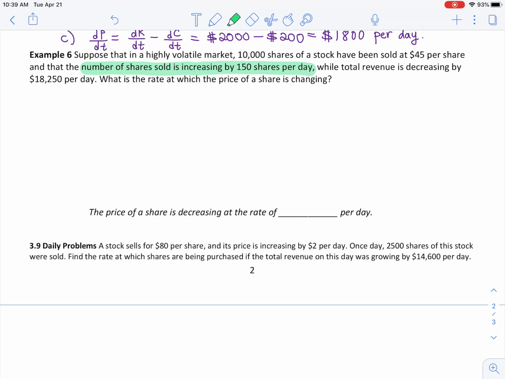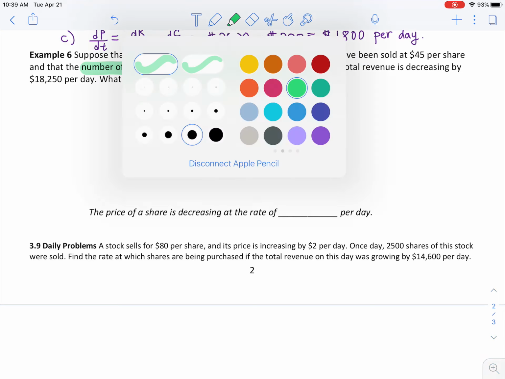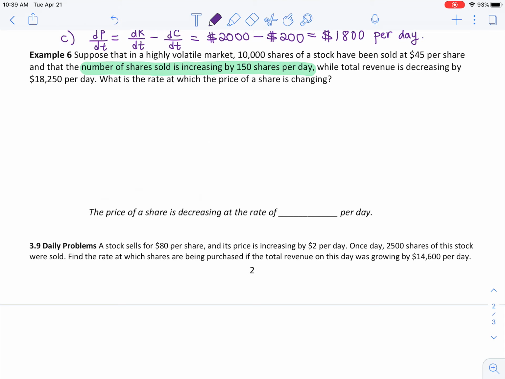What did they just give us? They just gave us one of the rates, right? They gave us that the number of shares sold is increasing by 150 per day. I'm going to have to assign some variables over here. So let me go ahead and do that. What I just highlighted in green, 150. Let me write down the variables here. How about we let P equal the price in dollars.